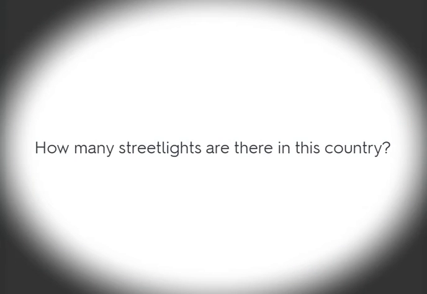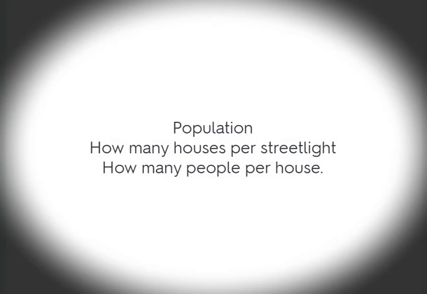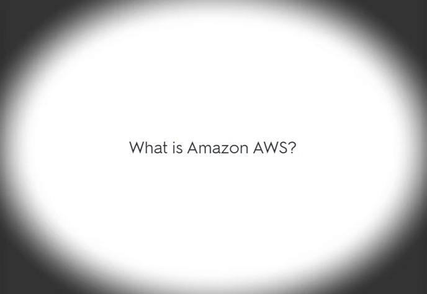How many street lights are there in this country? Population: how many houses per street light? How many people per house? What is Amazon AWS?